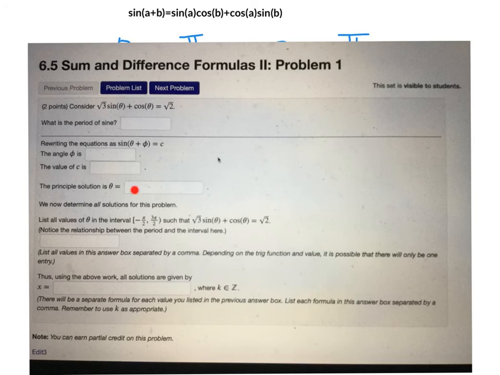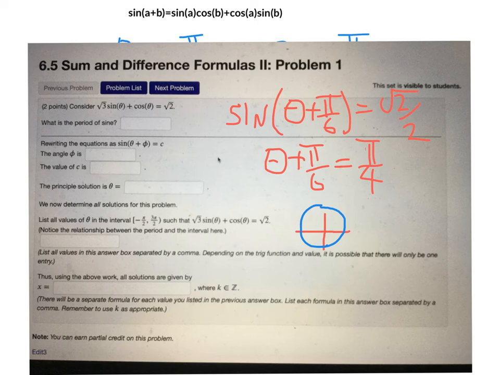Now let's think a little bit about the next part of this problem. Backing up, we had sine of theta plus pi over 6 equals root 2 over 2. We took arc sine to get the principal value, so theta plus pi over 6 is arc sine of root 2 over 2, which is pi over 4. That one on the unit circle is here, right? But there's another possibility. Theta plus pi over 6 could have been 3 pi over 4, because that has the same sine value. So theta plus pi over 6 is pi over 4 or 3 pi over 4.